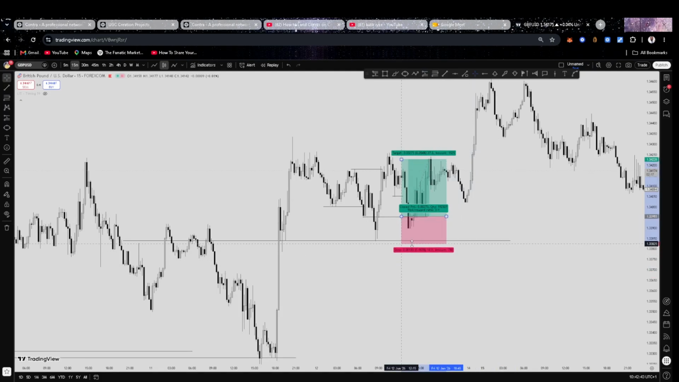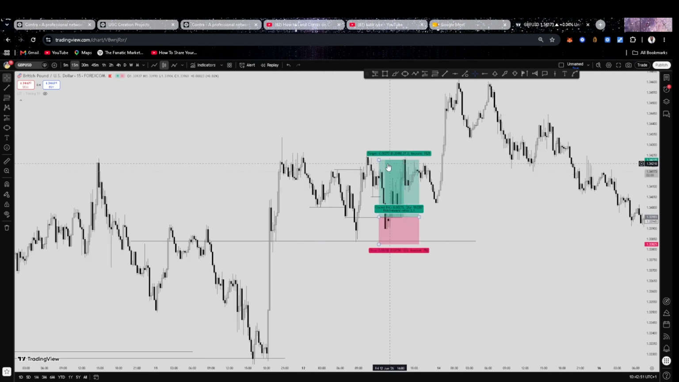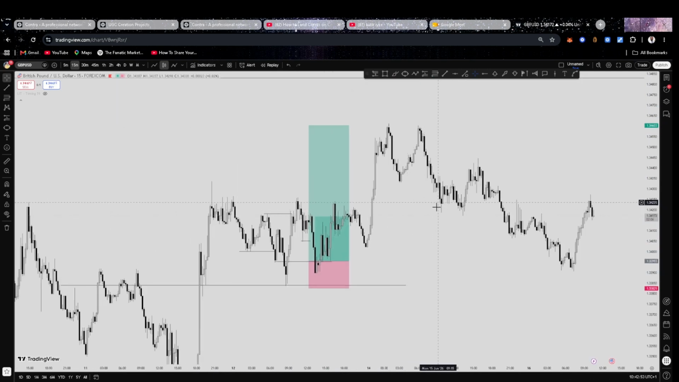We know price is not going to take out this low. We know very well that price is not going to take out this low, because this low is protected by taking out this low and breaking structure to the upside, and you can continue buying to the upside.